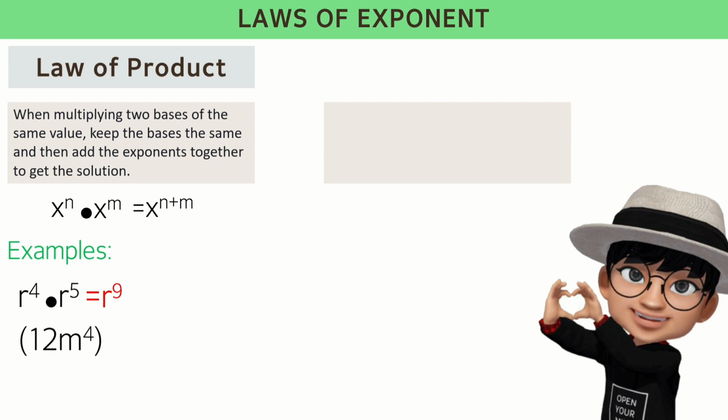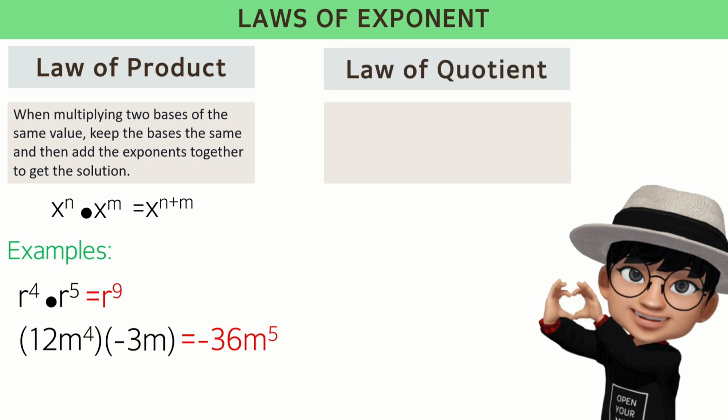Another example is we have 12m raised to 4 multiplied to negative 3m. To get the product, we simply multiply the coefficients and add the exponents. Meaning to say, if we're going to apply that rule, the answer is negative 36m raised to 5. We multiply 12 times negative 3, the answer is negative 36, and then we add the exponents. We have 1 plus 4, the answer is 5. So the answer is negative 36m raised to 5.